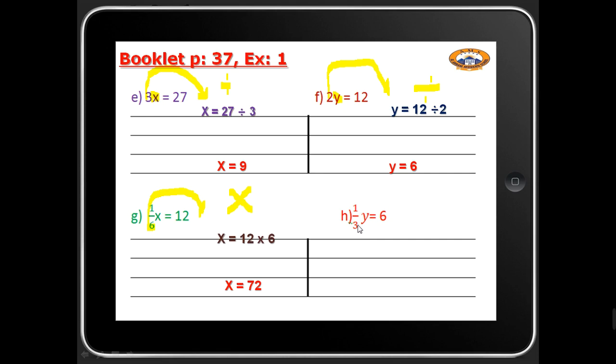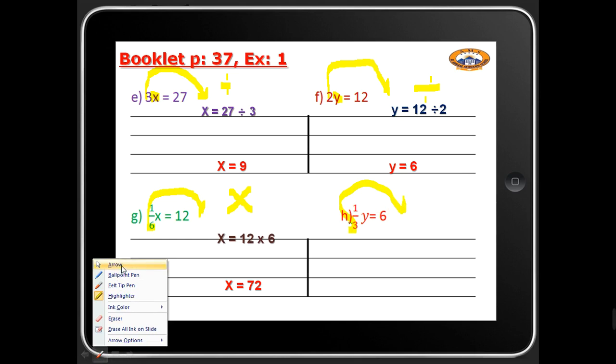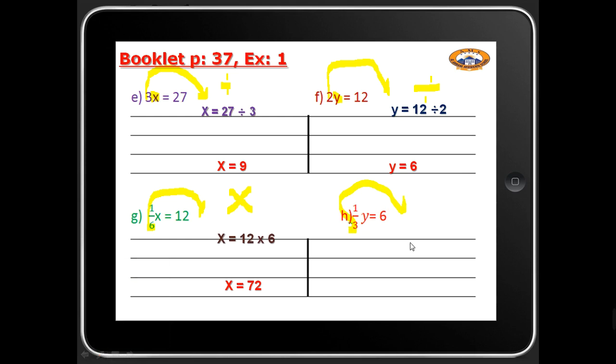Now this is also very easy: third y equals 6. Third y equals 6. So here, which number am I going to move? Yes, all of you, I'm going to move the 3 to the other part. It's divide. I'm going to change it into what? Into multiply. Excellent.